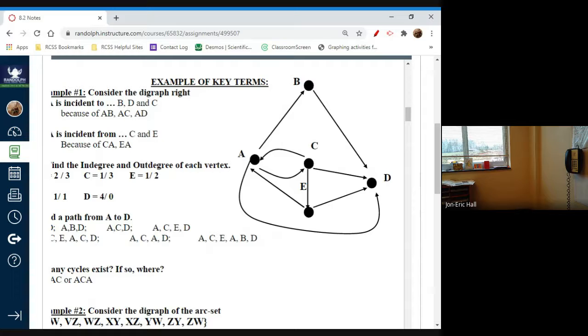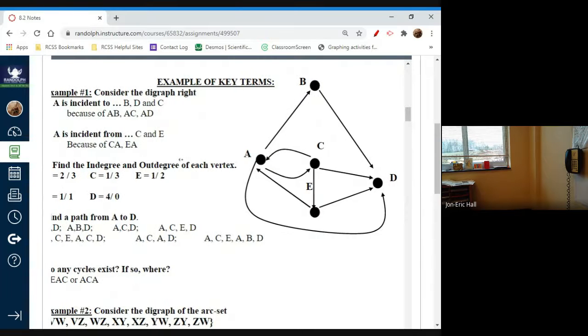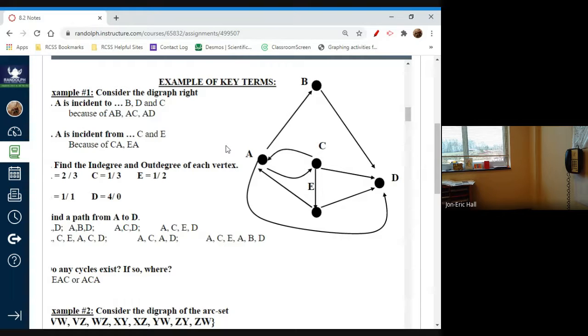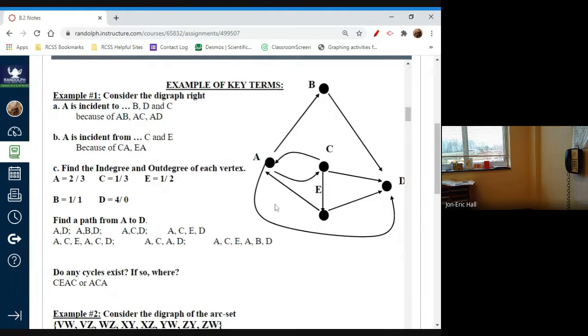So for you, it says A is incident from what? A is incident from C and E. Those are the only ones that have arrows pointing to A. Incident from points to, incident to points away, or starts at. Now the next question, I'm going a little fast, so I need to slow down.